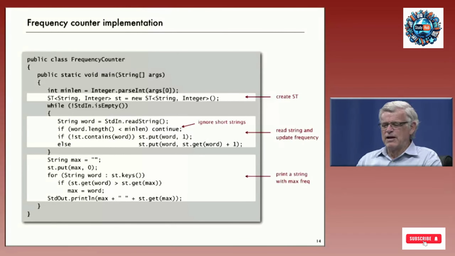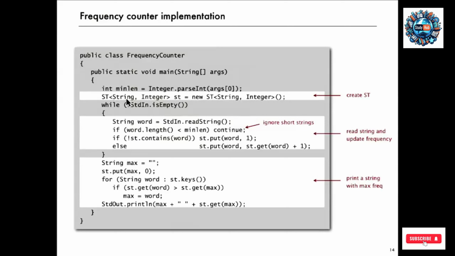Here's the code for that frequency counter client. Again, it's similar to the other one. We're creating a symbol table that associates strings with integers. We take that command line argument, which is the minimum length that we care about. We'll read a new word, and we'll ignore the short strings, just trap out if the word length is too small.